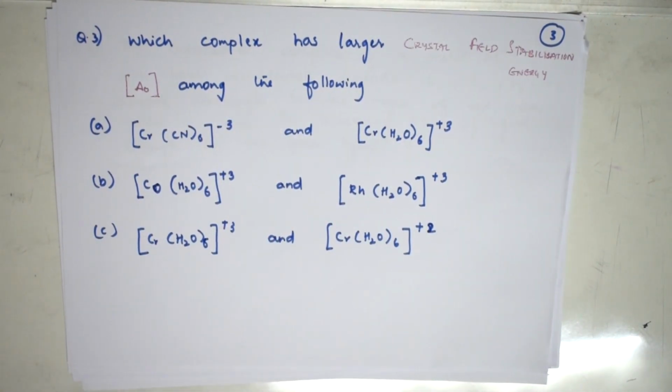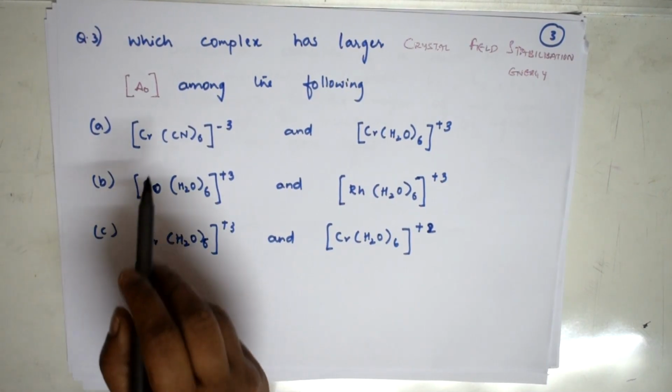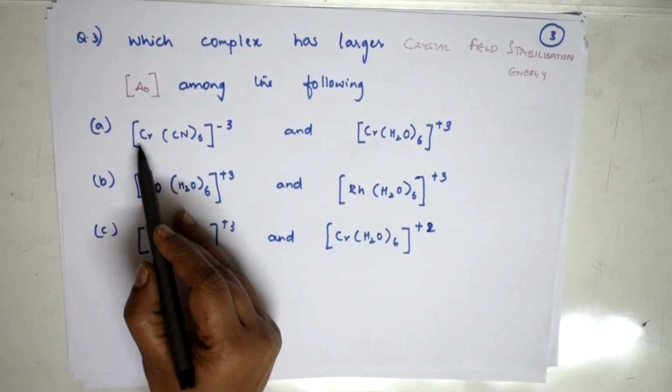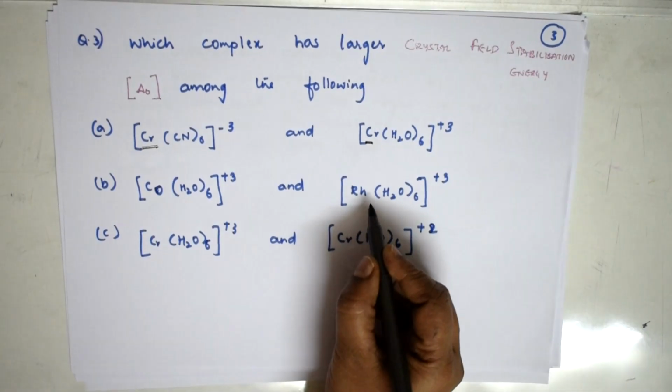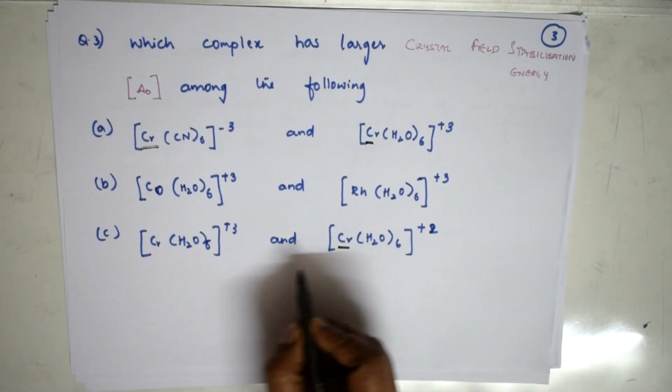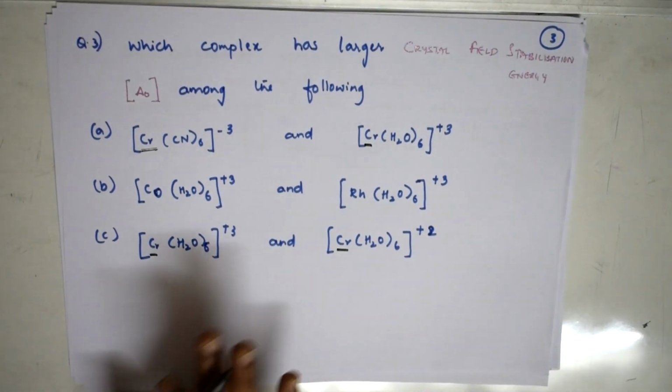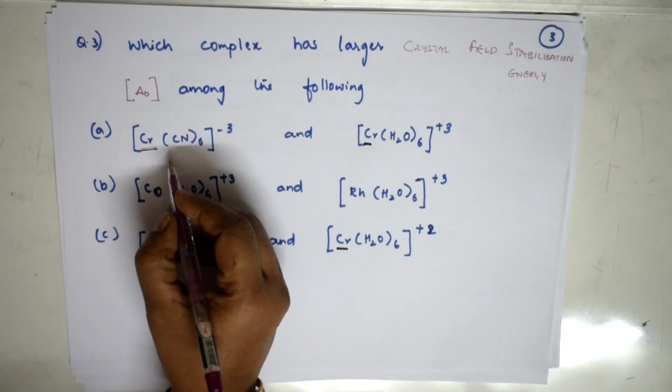So basically when such questions are given, how should you analyze? Let me give you a trick in this. Now here they have given two complexes. Here in this, the metal ion is the same. Here the metal ion is different. Here also the metal ion is same. On what basis will I judge? I'll be judging this based on the ligand.